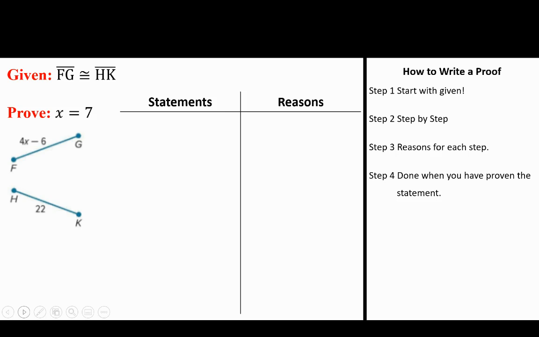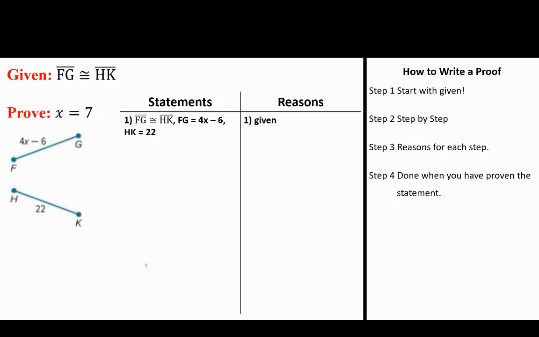All right, ladies and gentlemen, you should have it written down, hopefully. So from there, let's go ahead and look. My givens: we said segment FG is congruent to HK. I know FG is equal to 4X minus 6 because it's over here in the picture. And I know that HK is equal to 22 because, once again, it's over here in the picture. So my reason for saying all three of those things are true is that they were given to me.